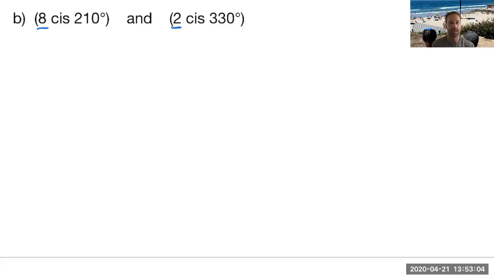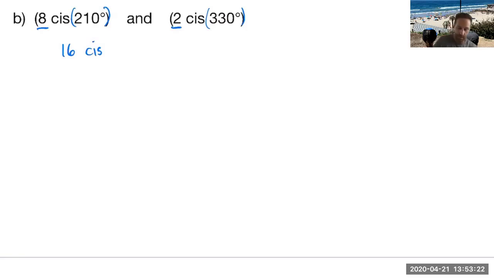So they're asking for the product again. Remember, we multiply the r's on the outside, just like we always would. So that gives us 16. We keep our cis, and we do what with the angles? 210 and 330. Remember, when we're multiplying, we add the angles.